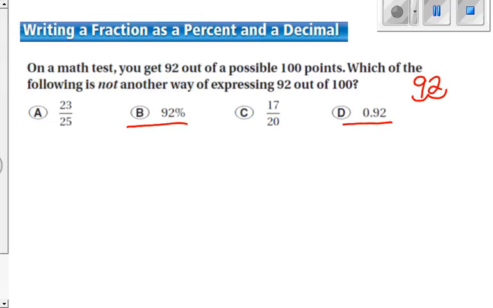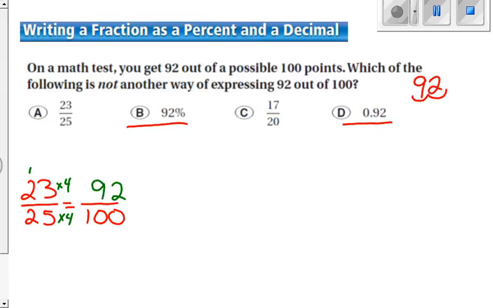So we are left with A and C, and they are both fractions. The easiest way to figure out these problems is to write them as a fraction with a denominator of 100. And we know that 25 times 4 gives me 100. So now we can do 23 times 4. 4 times 3 is 12. Carry my 1. 4 times 2 is 8. Plus 1 is 9. I get 92 out of 100, which is also good.